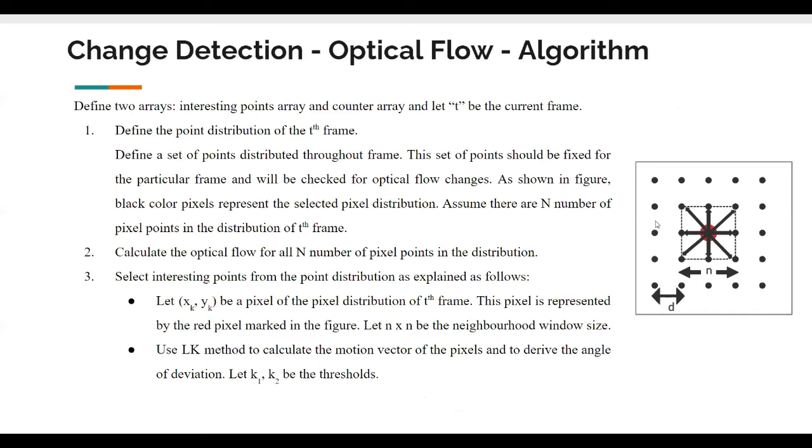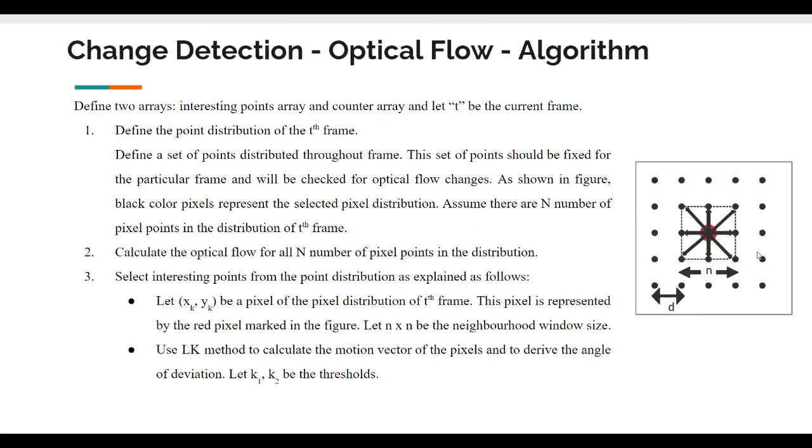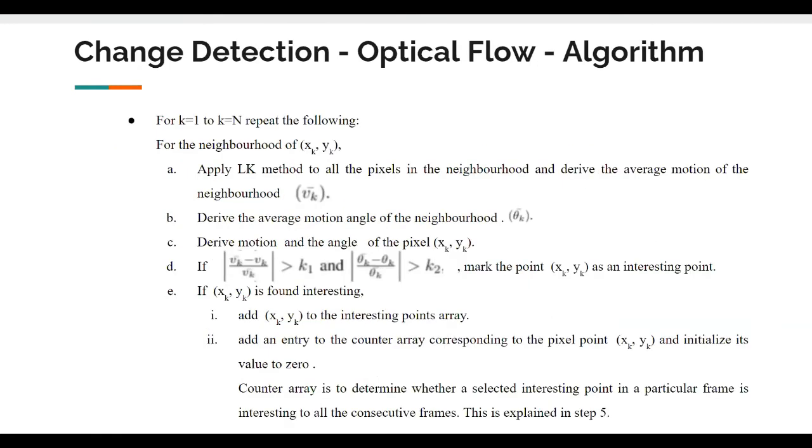So let T be the current frame. And assume there are n pixel points in the selected pixel distribution. Let this red pixel be xk, yk, and this is its neighborhood. I will explain that in the next slide. So for this xk, yk pixel, we calculate the motion vector and the angle of deviation using the previous two equations, that is vk and theta k.